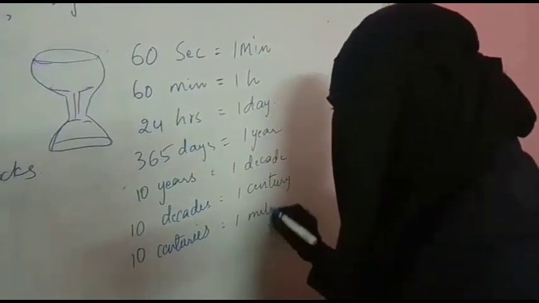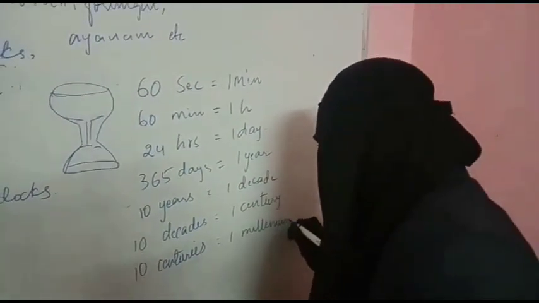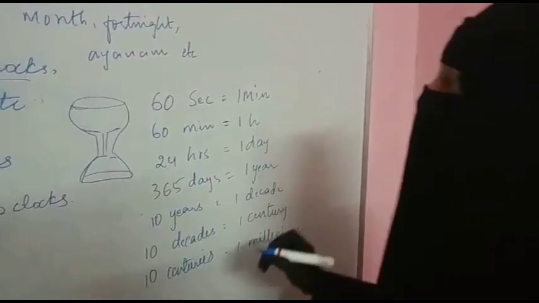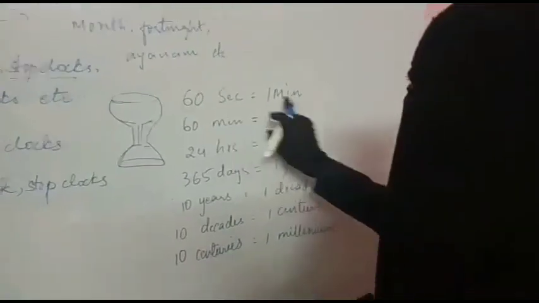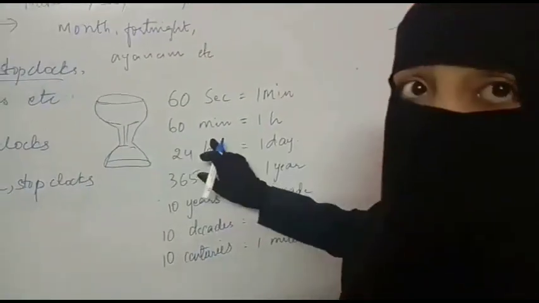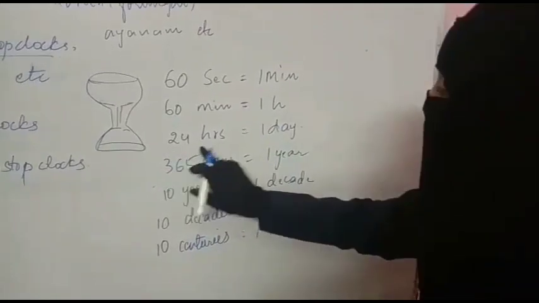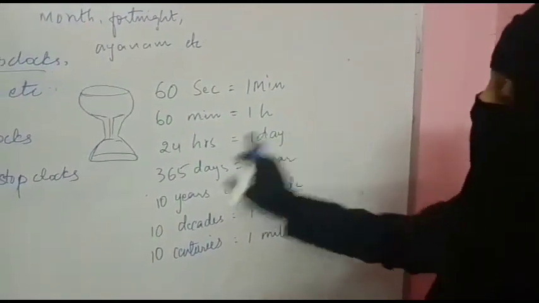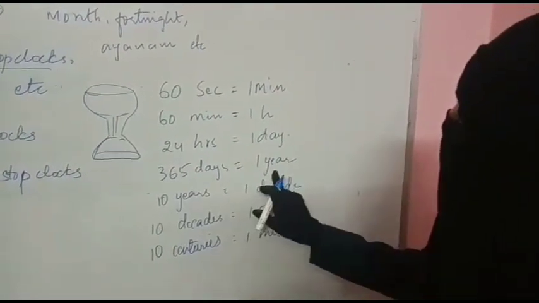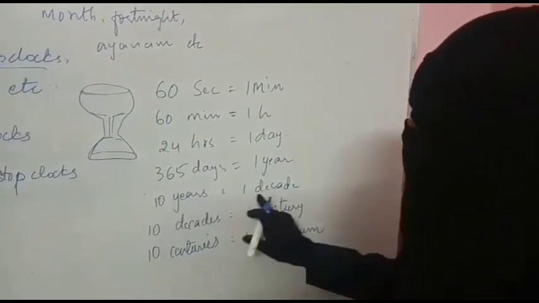How? Let us find out this. I'll explain to you. No need to bother about this. Already we have done the explanation. 60 seconds equals 1 minute. 60 minutes equals 1 hour. 24 hours equals 1 day. And 365 days equals 1 year. Right? 10 years equals 1 decade.